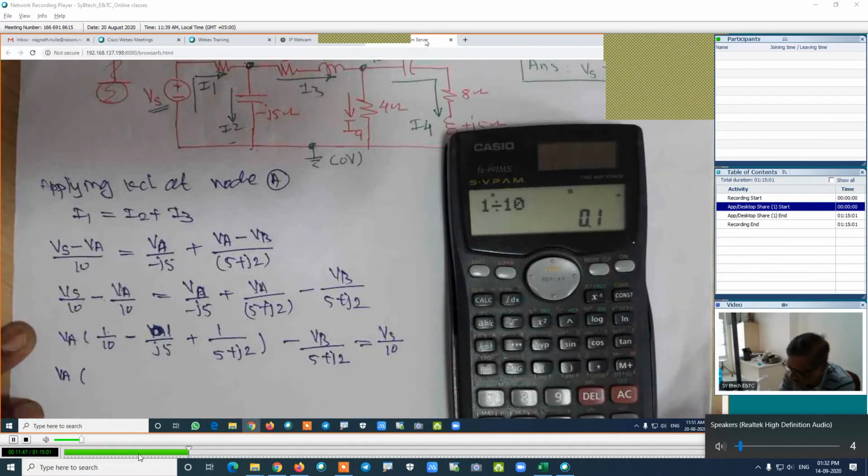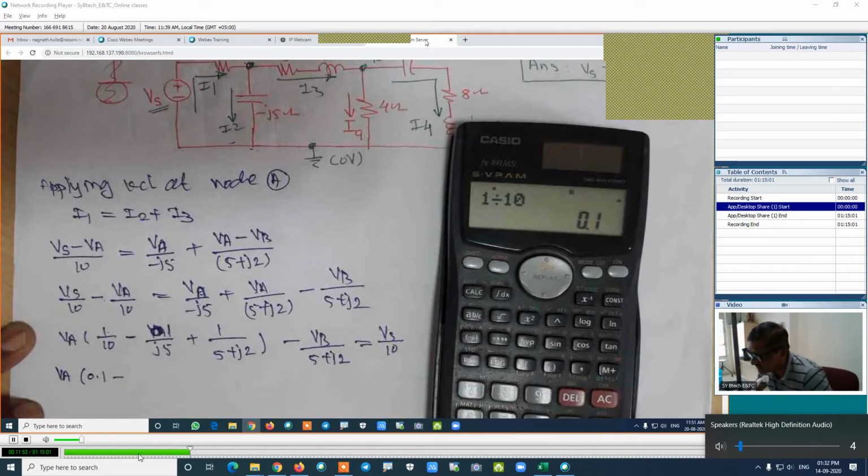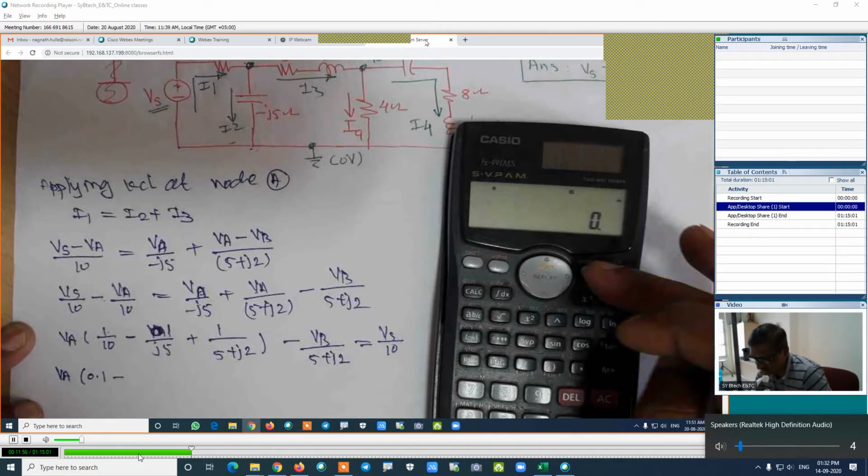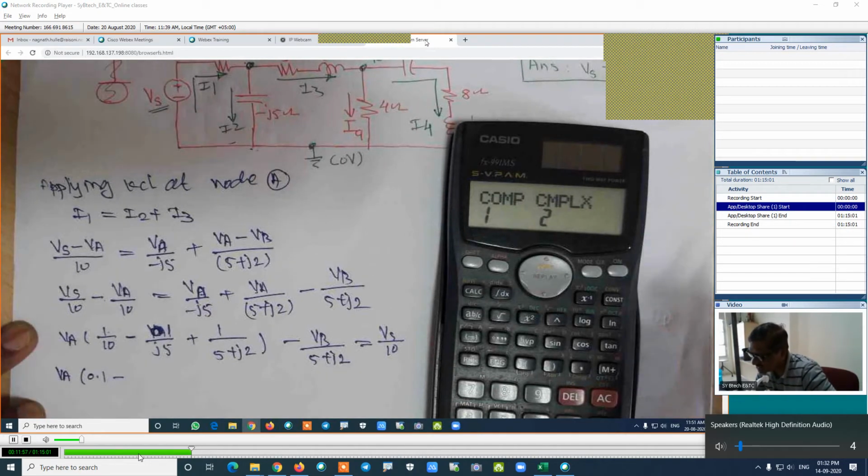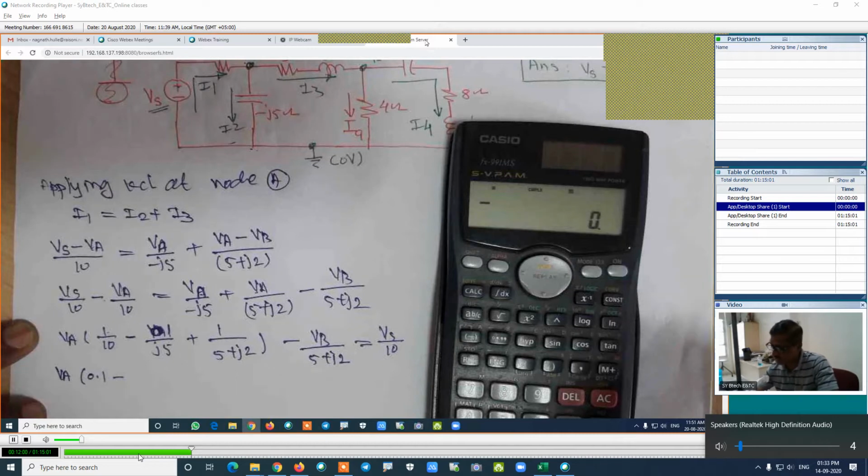How much is this value? 0.1. This value is 0.1 minus 1 divided by j5. Is it right? How is this calculation? I will shift the calculator to the complex mode. If I am shifting the calculator to the complex mode, how is the calculation?